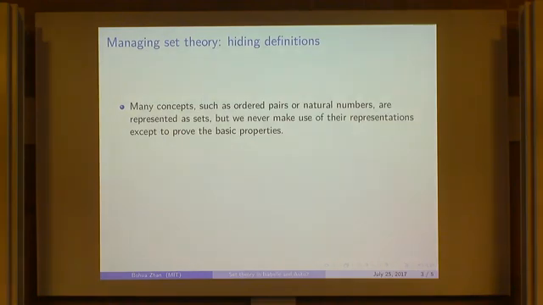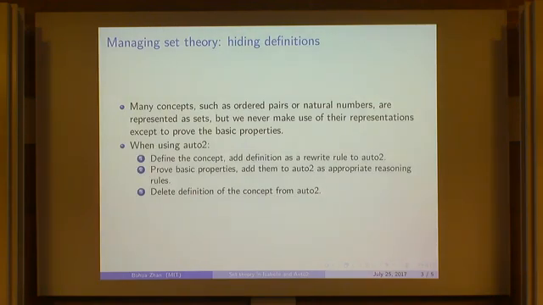So dealing with set theory, there are several complexities compared to type theory that we have to manage, and we currently have 3 techniques for managing them. The first one is the issue of hiding definitions. I think this is used in many other systems as well. Many concepts such as ordered pairs or natural numbers are represented as sets, but we basically never think of them as sets, except initially when trying to prove their basic properties.